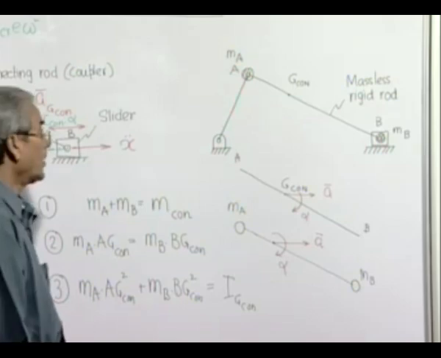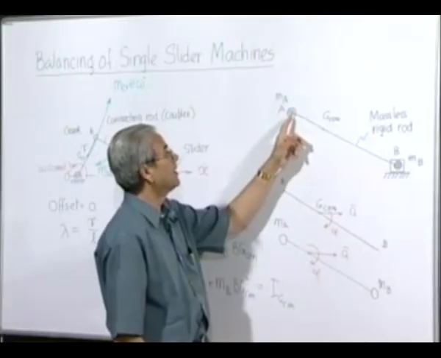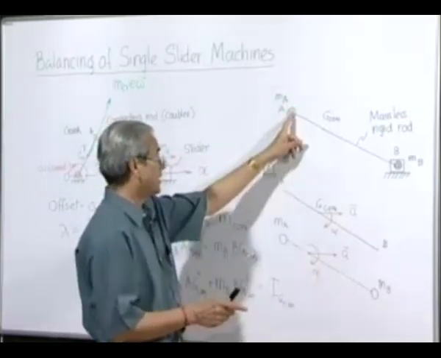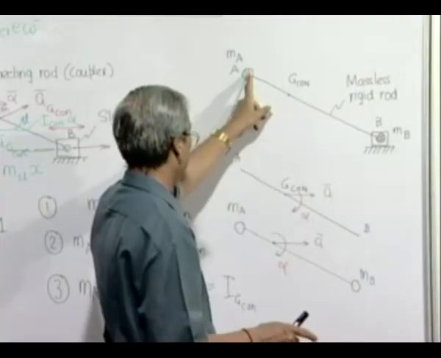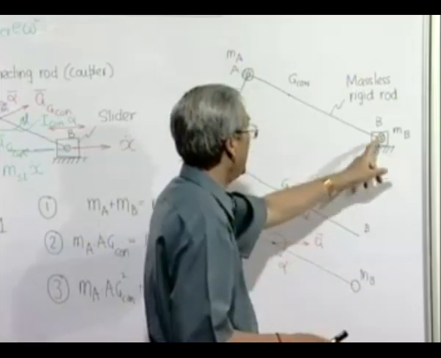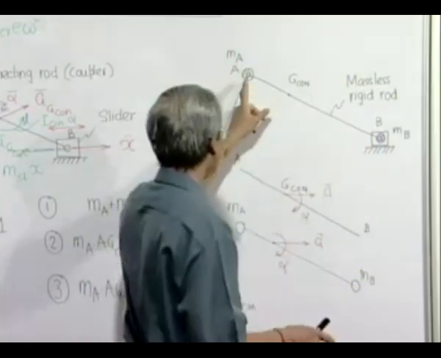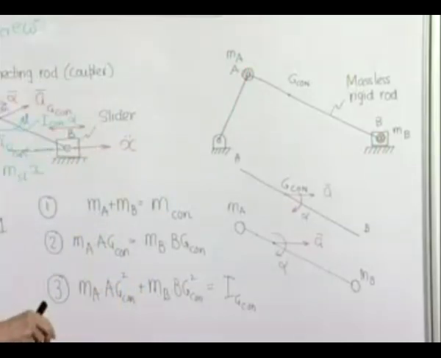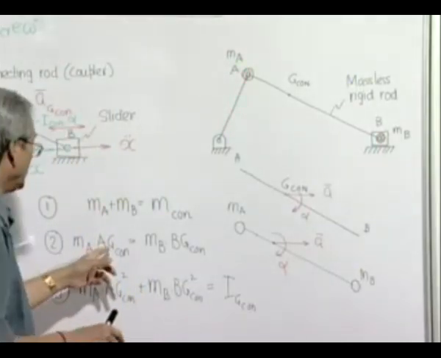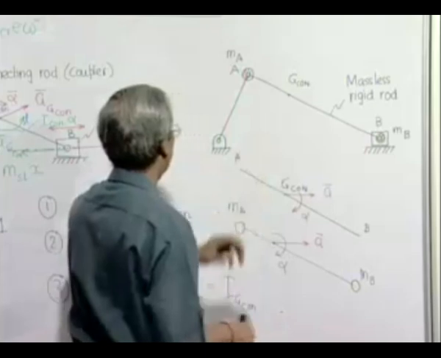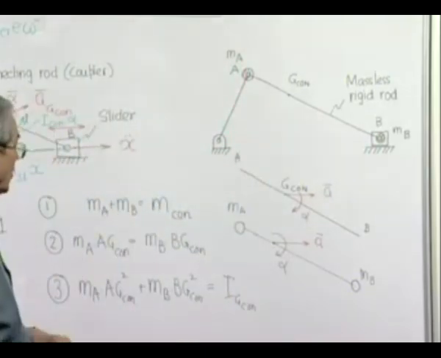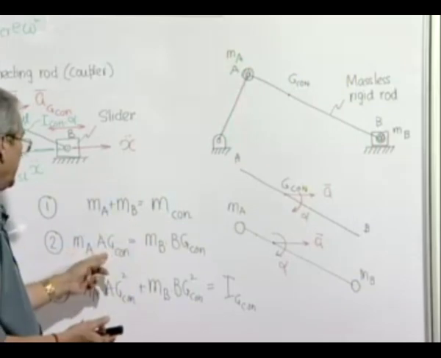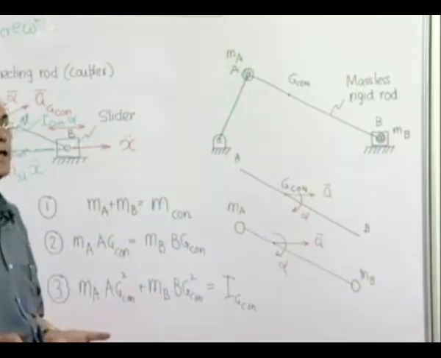So, now what we have done, we have placed two concentrated masses not at any two locations, but at the crank pin and at the slider. So the locations of A and B, that means where we place the concentrated masses, are fixed, and the location of G also we have fixed. So the only unknowns available to us for our choice are Ma and Mb. Ag, Bg, they are all decided.